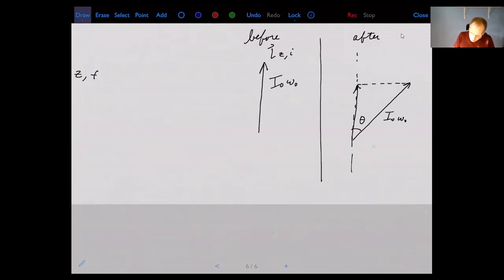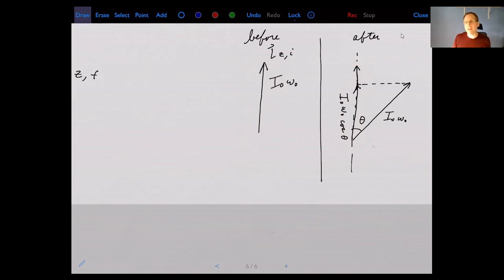So now this is going to be I naught omega naught times cosine of the angle theta. But since it's conserved in the vertical direction, there must be another piece, another angular momentum of the system that I have to add to that so that I get back the original angular momentum vector. Like this vector plus this vector has to add to this, because if it's conserved, it has to be the same. So what is that additional angular momentum of the system?